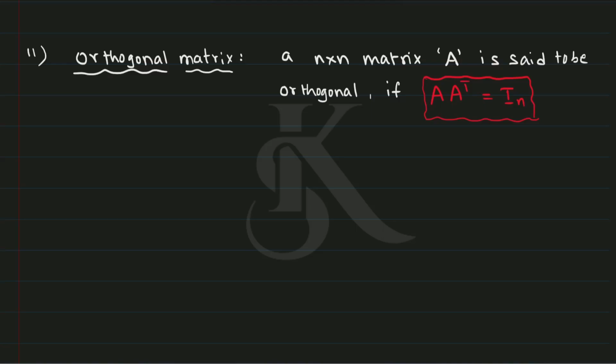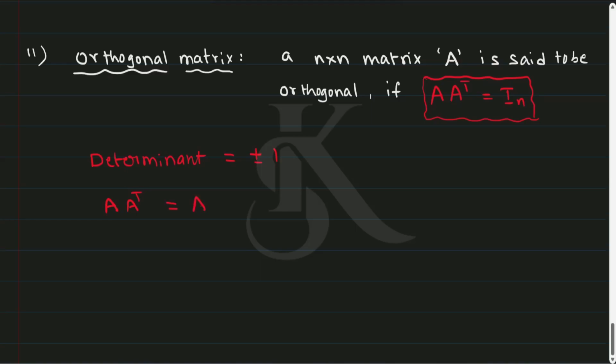Here the determinant is plus or minus 1. A into A transpose equals to I_n. I'll write that it is the identity matrix. Okay. Why I have written it unknowingly, it is the square matrix here. Okay, sorry, just remember it like that.